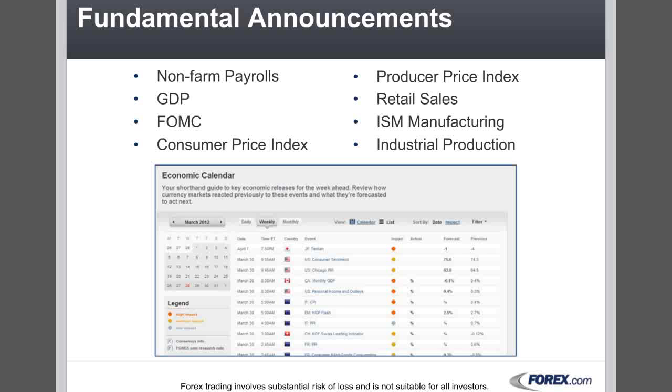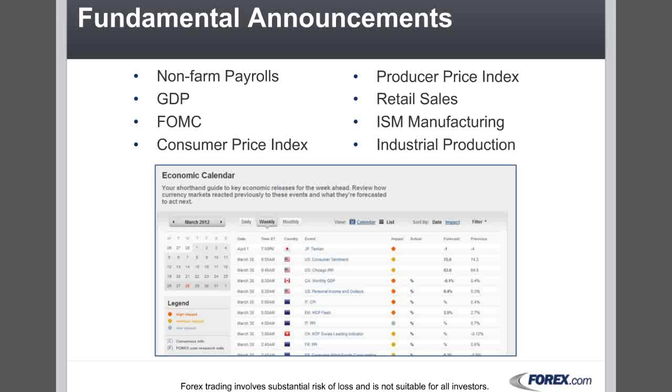Then we have the GDP, the gross domestic product. This is the total economic output of a country. The FOMC, Fed minutes, interest rate announcements, consumer price index, and producer price index, both of those being a primary indication of inflation. Inflation is generally associated with a falling or a weakening of a currency.